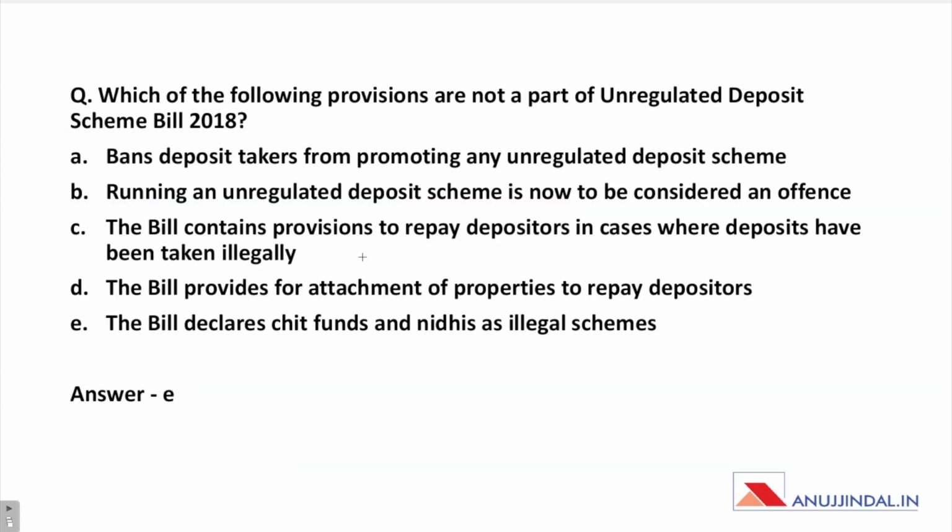One question related to the same: which of the following provisions are not a part of the Unregulated Deposit Schemes Bill? This might be a little confusing if you're not looking at the answer already. Bans deposit takers from promoting any unregulated deposit scheme. This is correct. Running an unregulated deposit scheme is now to be considered an offense. Yes, it is correct. The bill contains provisions to repay depositors in cases where deposits have been taken illegally. Yes, and you can also use personal properties. The bill provides for attachment of properties to repay depositors.